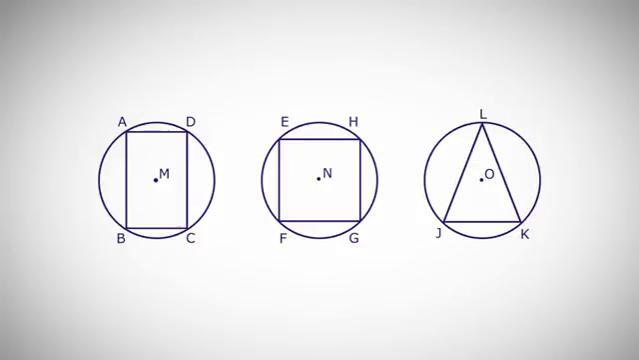In each figure, the radius of the circle is the length from the center of the circle to any vertex of the inscribed figure. In circle M, AM is equal to BM, which is equal to CM, which is equal to DM. In circle N, segments EN is equal to FN is equal to GN is equal to HN. In circle O, OJ is equal to OK is equal to OL.